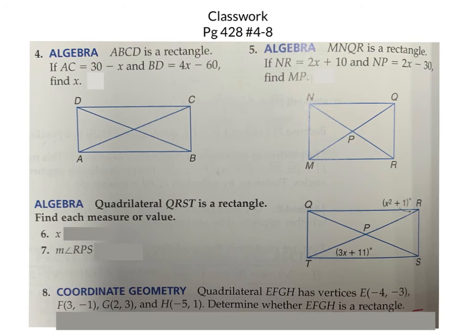All right, number 4, it's a rectangle. They told you that one diagonal is 30 minus x and the other diagonal is 4x minus 60. You should have just set those equal to each other and you get that x is 18. X is 18. All right.